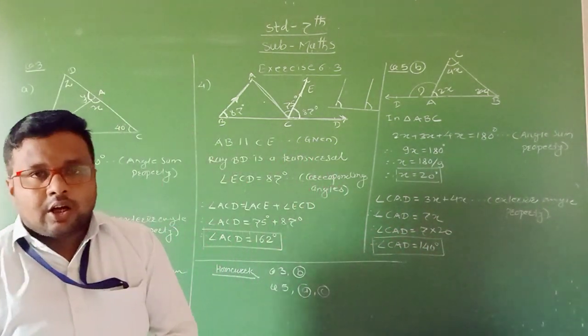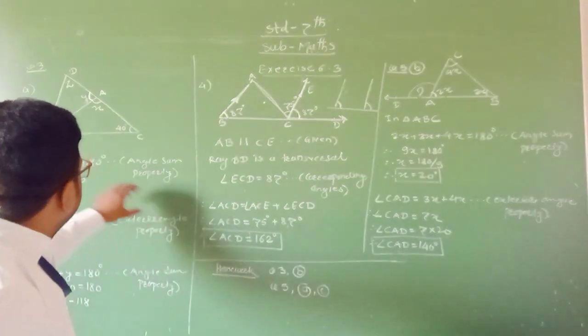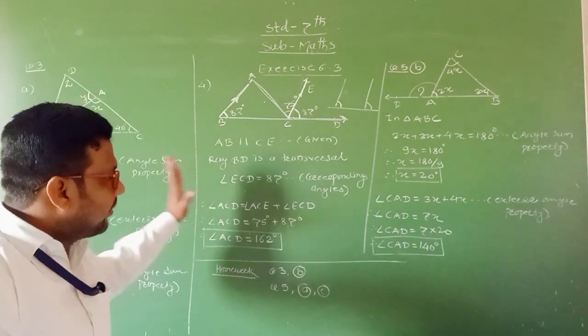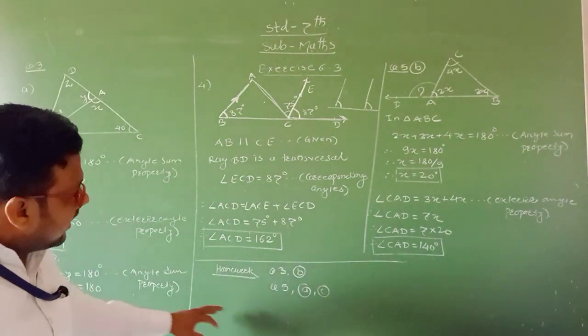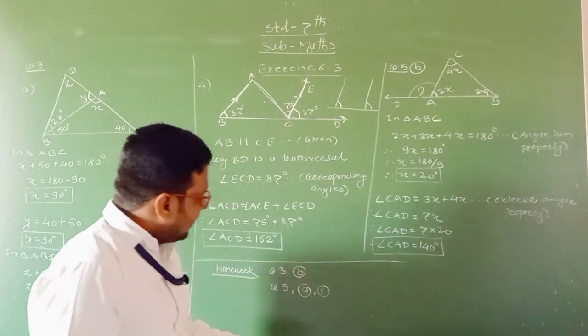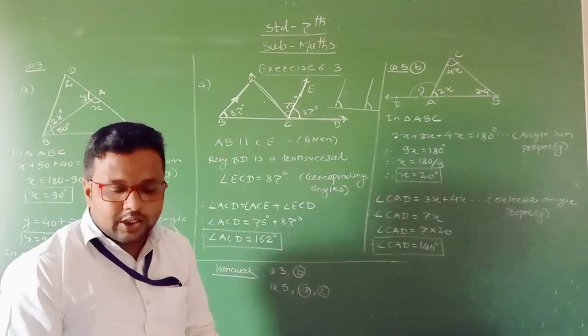Okay. Now student, note down your homework. From question number 3, example B is homework for you. Like question number 8, you have to find the value of the variables. And from question number 5, example A and example C. Okay. These are the homework for you.